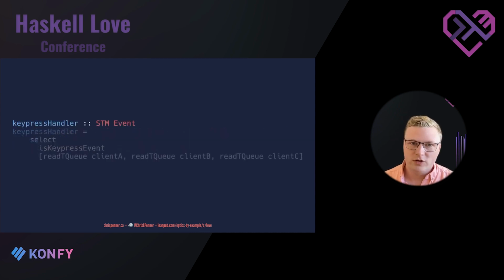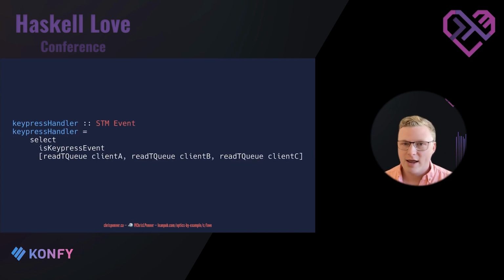So we can use this in practice. So here's a key press handler in SEM, which allows us to say, hey, I have many different event queues. Let's say we have 3 different clients that are sending us messages. Well, I would just want to look for the next key press event because I'm the key press handler and I want to ignore anything else that's coming in. I can select for a key press event and we'll go through each of these queues. So what will happen is we'll try to read from client A.